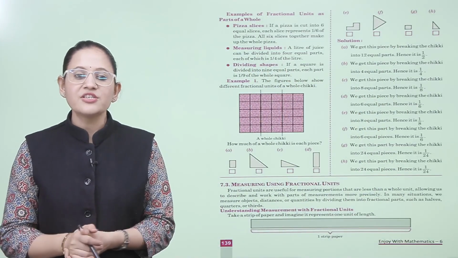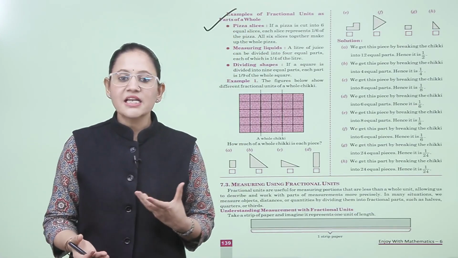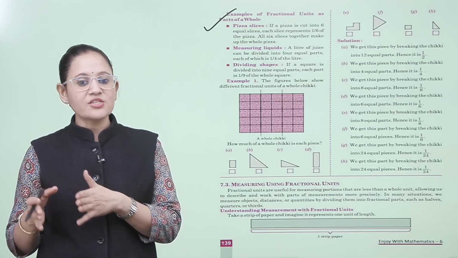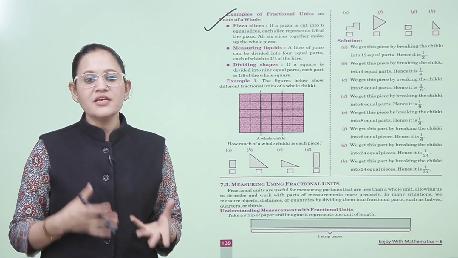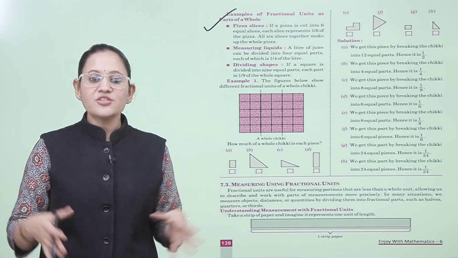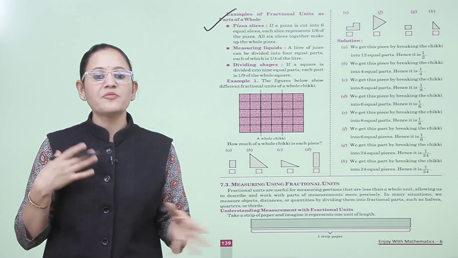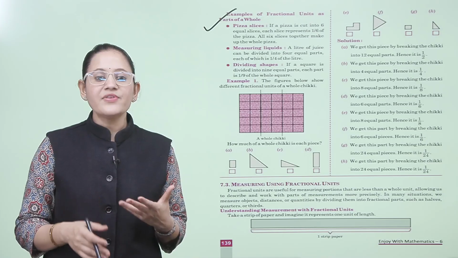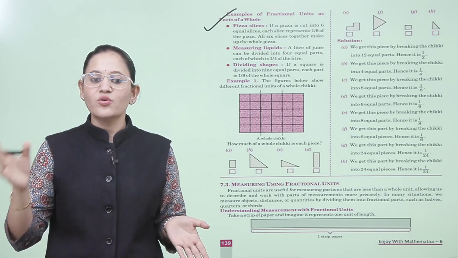Next, examples of the fractional unit as part of a whole. Pizza slice: if a pizza is cut into 6 equal parts, each part represents 1/6. All 6 slices together make a whole pizza. Measuring liquid: a liter of juice can be divided into 4 equal parts, each of which is 1/4 of a liter. When we add them together, they make a whole. So each represents 1/4.